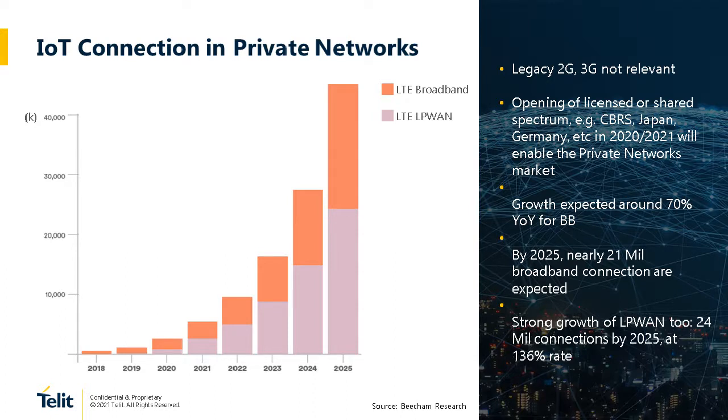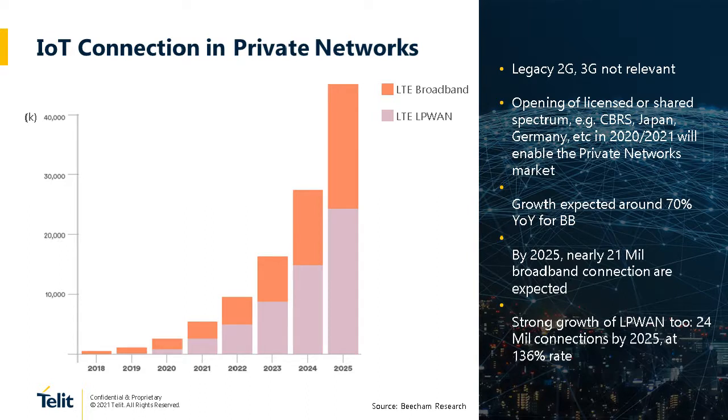Broadband was the first to ramp up. The research shows that there were about 200,000 cellular IoT connections worldwide in private networking at the end of 2017, and this then grew to above 400K by the end of 2018.